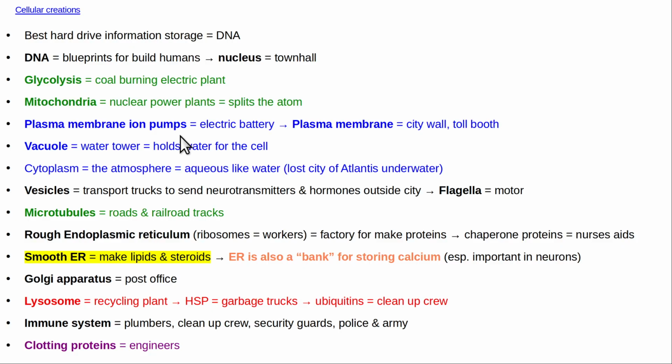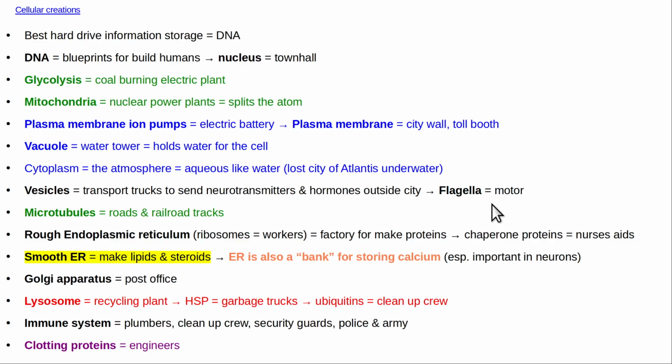Okay, the next thing is the plasma membrane is like the city wall, the outer limit of the cell. It's also like a toll booth. Vacuoles store water for when the cell needs water. You've got vesicles that are like transport trucks, and they'll send neurotransmitters and hormones from the center of the cell to outside the city. They merge with the plasma membrane and release their contents through exocytosis to outside the cell.